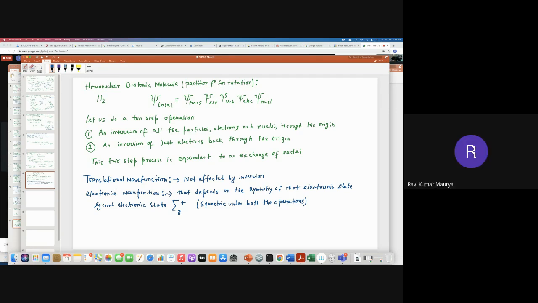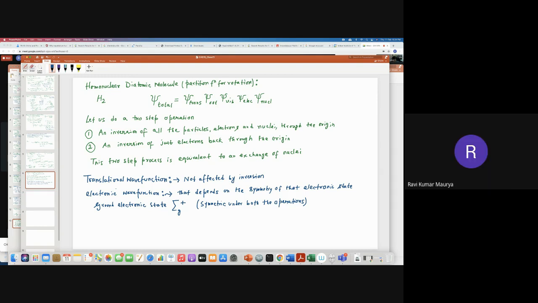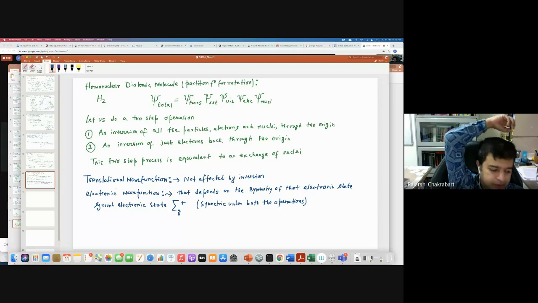Sir, one question. There is a statement: this two-step process is equivalent to exchange of nuclei. So why are we only taking the exchange of nuclei, not the electrons? What I'm saying is, I want to see the symmetry of the diatomic molecule, and I'm going to deal with rotation and the nuclear part. We'll consider only nucleus and rotation. It will be clearer as we progress.